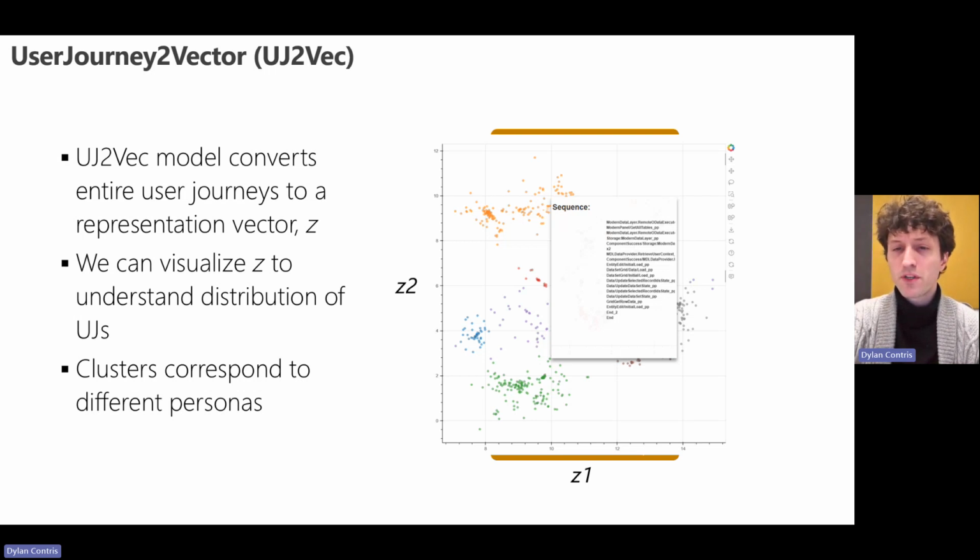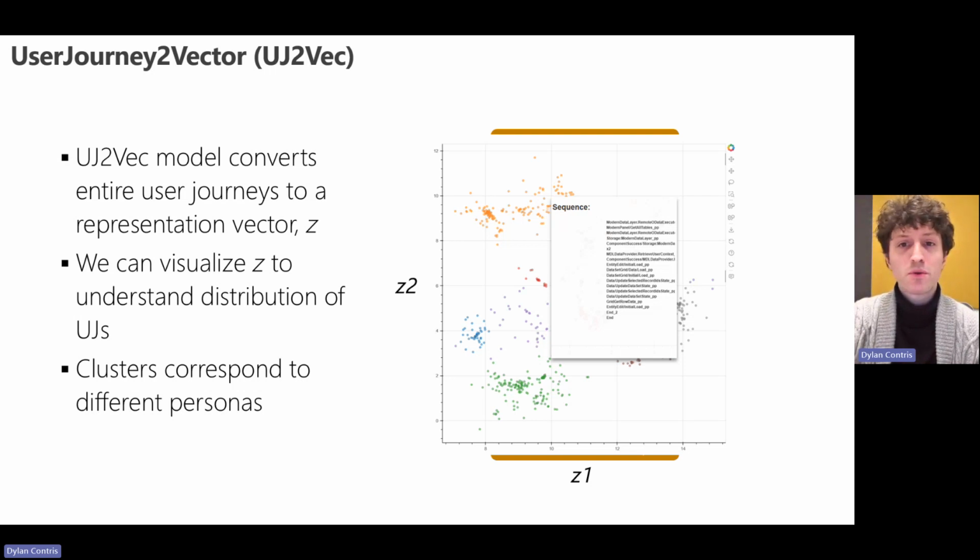We can visualize Z using points in a scatter plot to help us understand the distribution of user journeys and how they relate to one another. Then clusters of points in this plot correspond to categorically different user journeys from dots in other clusters, which we can relate to different types of user behavior or personas.